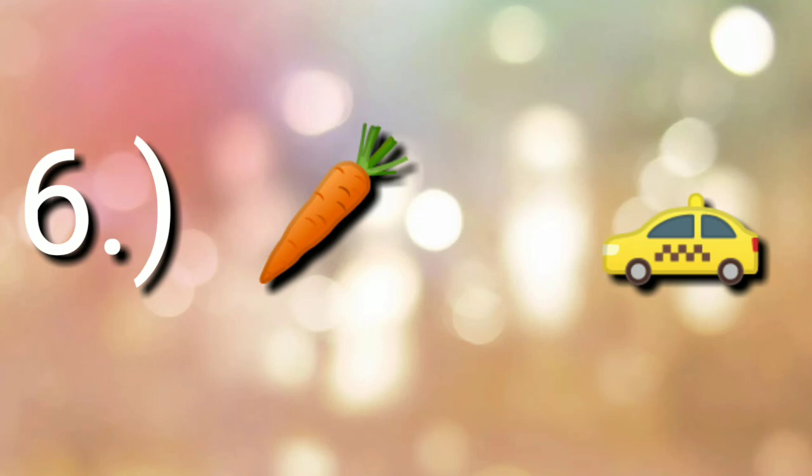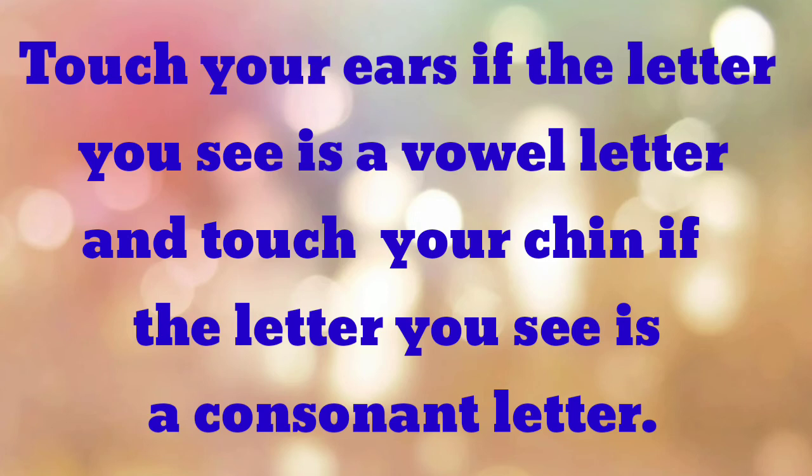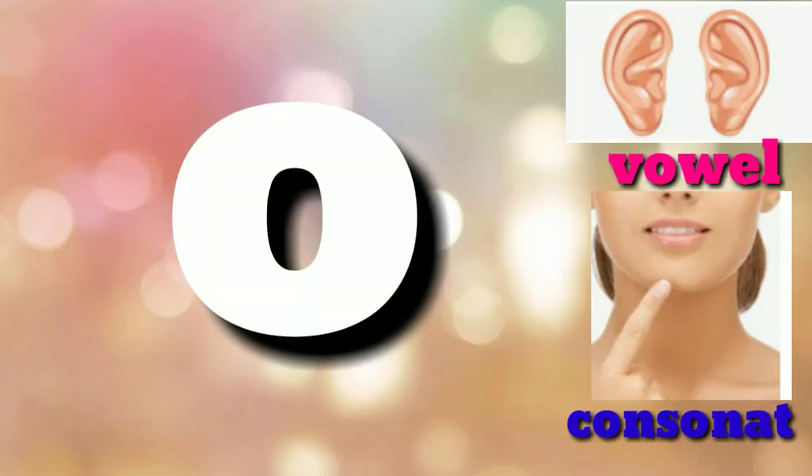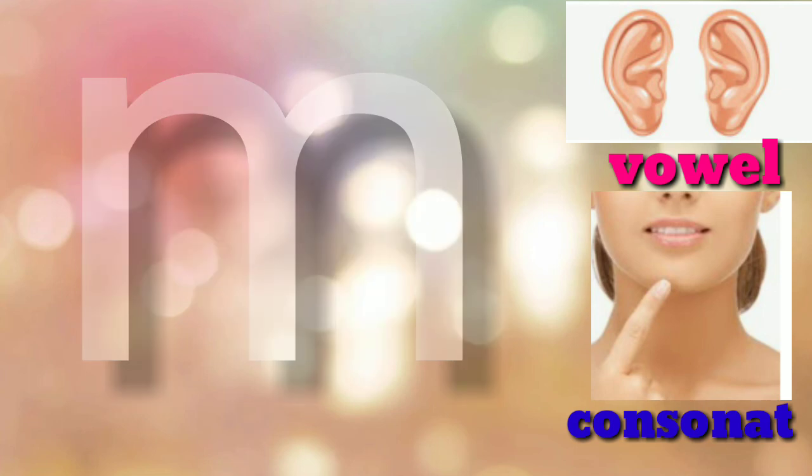And now, let's try it again. Touch your ears if the letter you see is a vowel letter, and touch your chin if the letter you see is a consonant letter. Number 1, O. That is a vowel letter. Touch your ears.